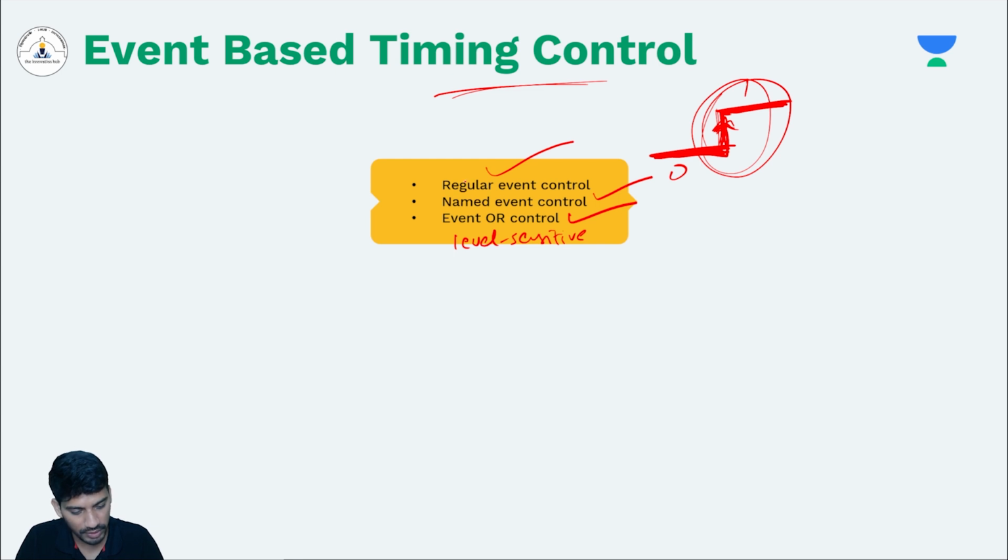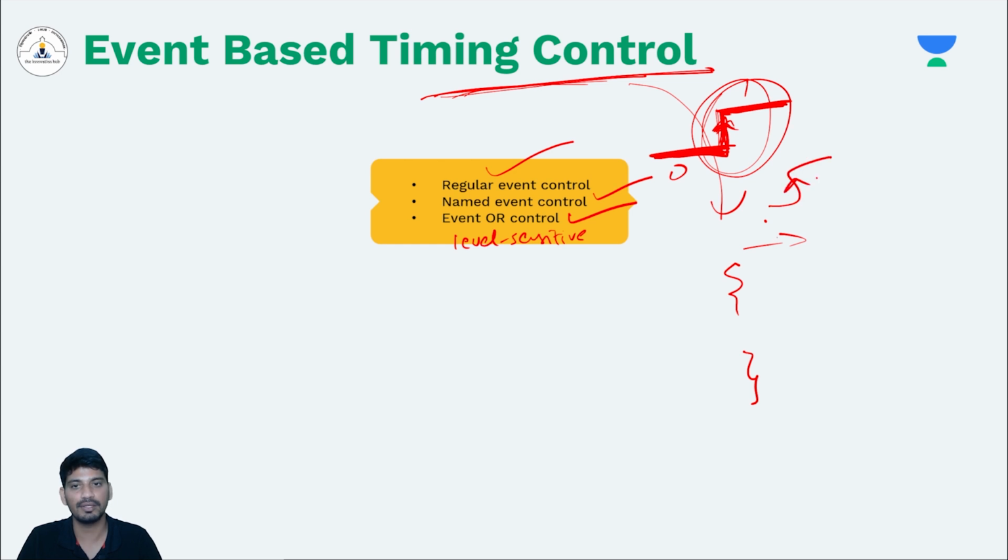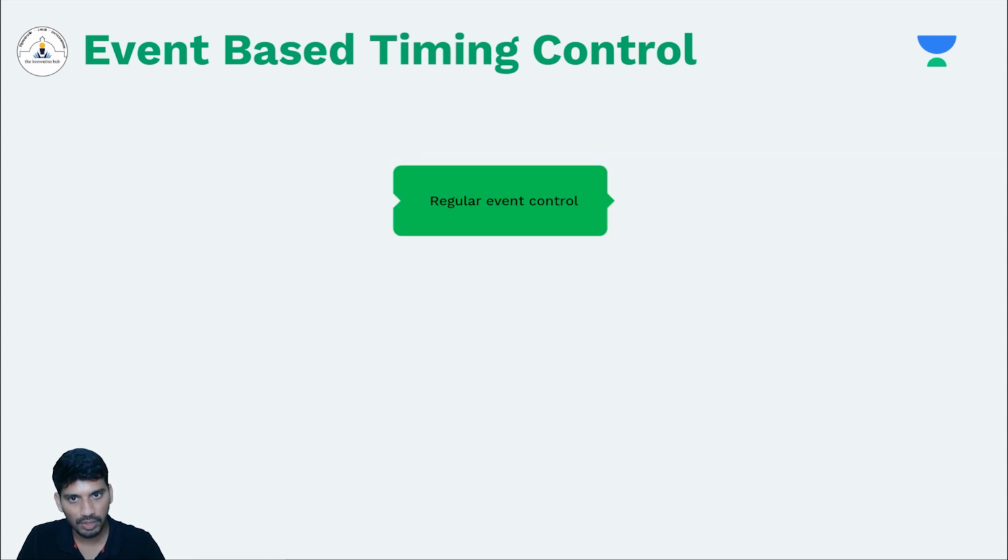So what do we see? We have an event, and based on the event, you can trigger to perform some statements, either a single statement or a block of statements. The event is used for triggering some set of statements. So let's begin with regular event control.